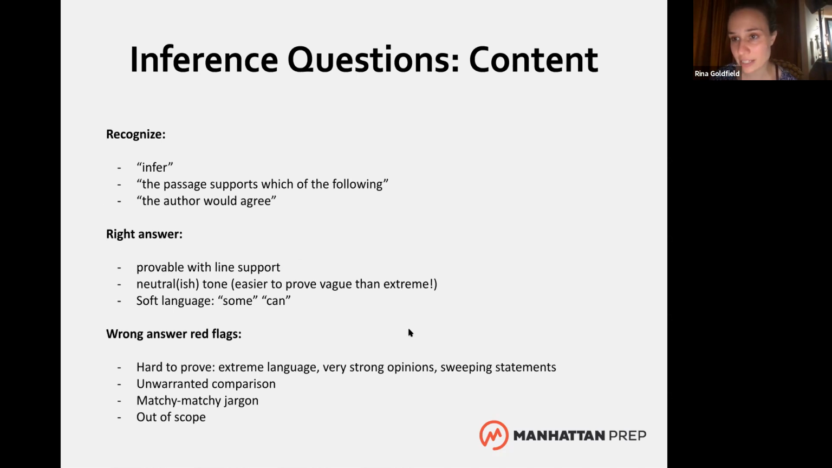And content inference passages, similar to the logic ones, but noting here we do want something that is a little bit more soft and neutral, like it's less about facts and more about something that I can pull from this academic passage. Soft language like some or can is language I want a green flag. And again, we are red flagging hard to prove things like very strong opinions, sweeping statements, unwarranted comparison. Anytime we see those words like more or better, we're also going to be skeptical of matchy jargon where they use the same tricky vocab word in the answer as in the passage. All right, so those are the main points I wanted to make.